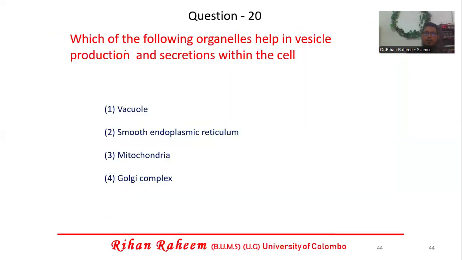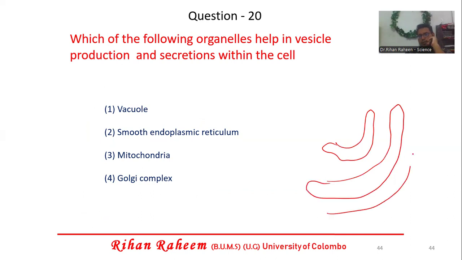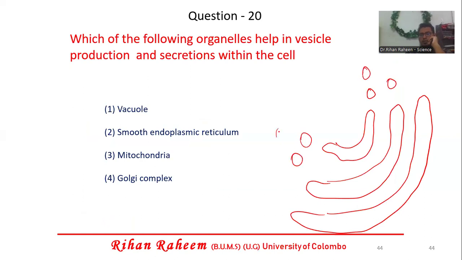20th one, which of the following organelle helps in vesicle production and secretion within the cell? Normally, you all know there is an organelle like this, which is made out of many sacs stacked one on top of the other, the Golgi complex. Golgi bodies produce more secretory vesicles. Whenever something is coming into the cell, they collect it, bring it to the Golgi, modify it, and then send it to the other place. So the answer is Golgi complex, option 4.